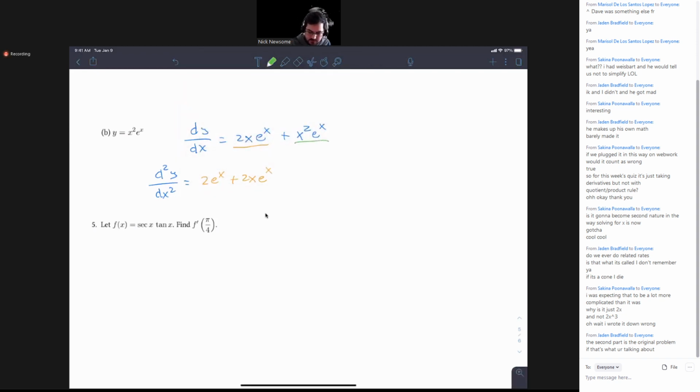Now the second piece is exactly what we just did. That's the original function. I already know how to take the derivative of that. It's this, so I'll just write that down and not have to think. So that's 2x times e to the x plus x squared e to the x. And there's my second derivative.